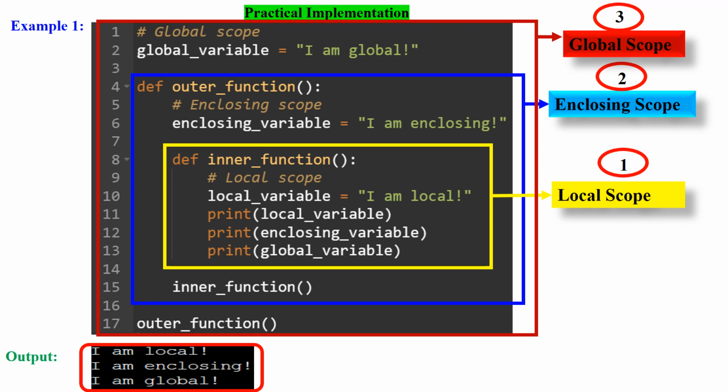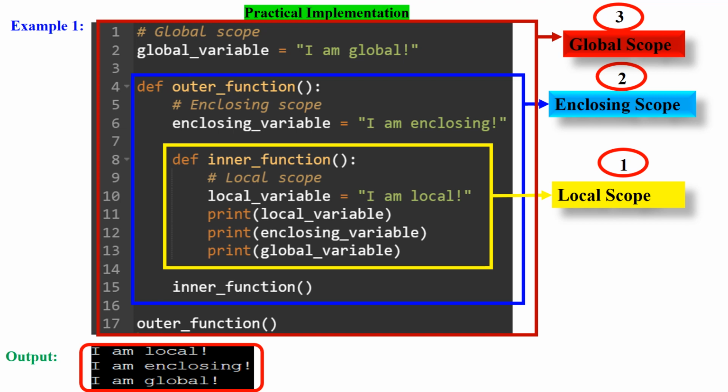Let's see this example. In line 2, we start in the global scope, where the global_variable is defined with the value "I am global". In line 4, we then encounter the outer_function call in the global scope. So, we enter the outer_function.